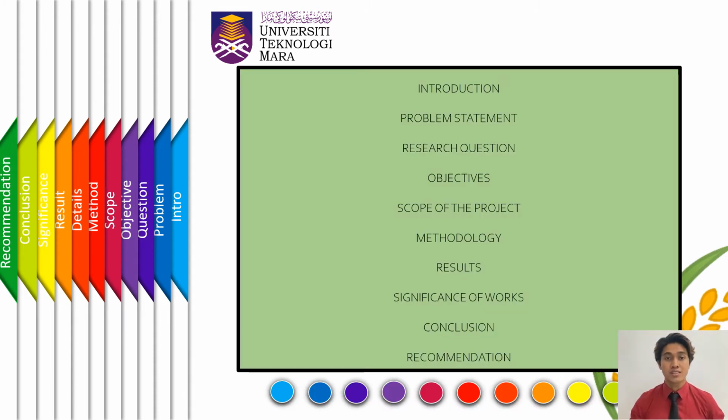Alright, this is the content for the project or the research. The first one is the introduction, then problem statement, research question, objectives, scope of the project or the research, the methodology, the results, the significance of works, conclusion, and lastly, recommendation.